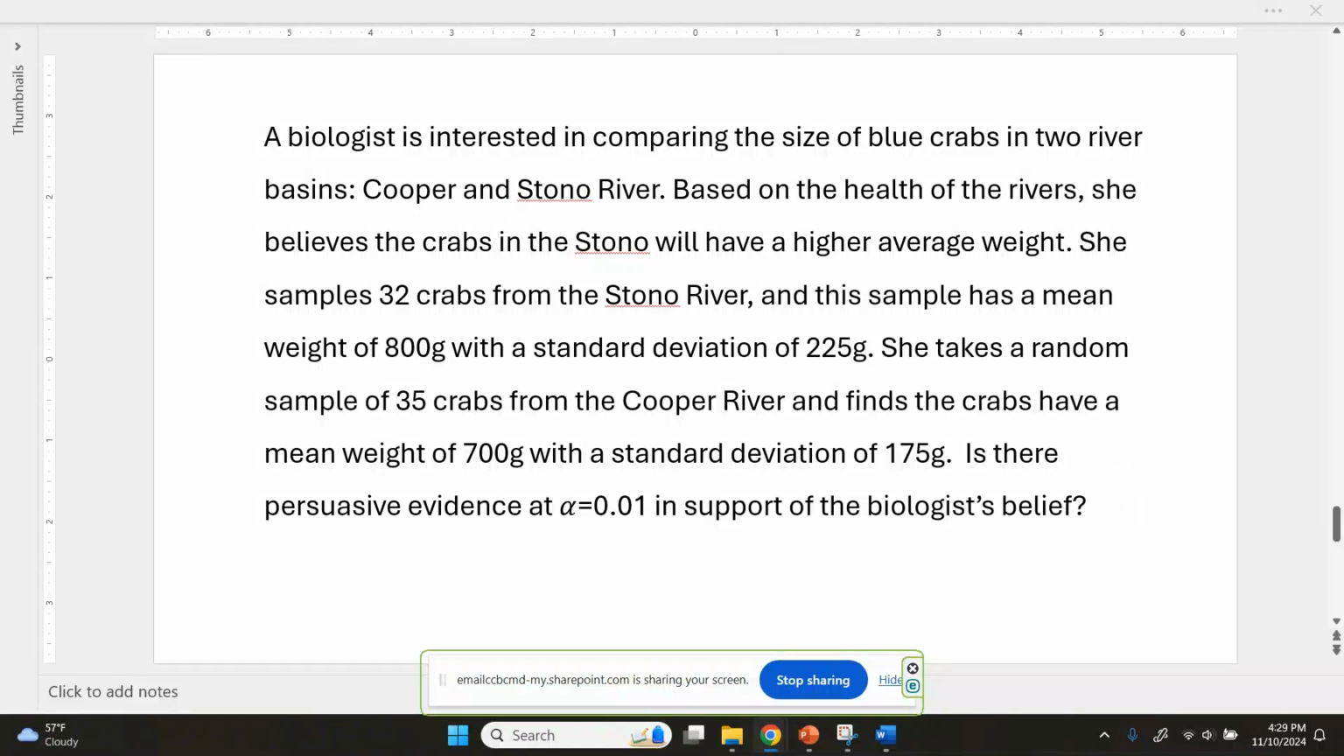A biologist is interested in comparing the size of blue crabs in two river basins, Cooper and Stono River. Based on the health of the rivers, she believes the crabs in the Stono will have a higher average weight.